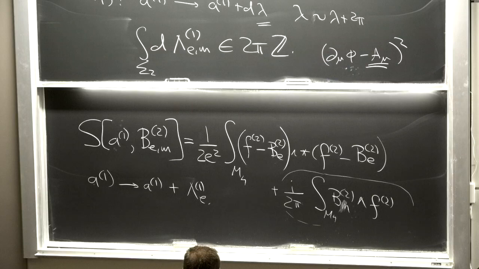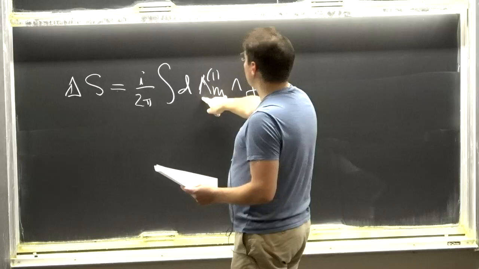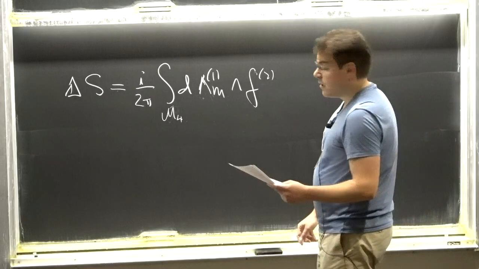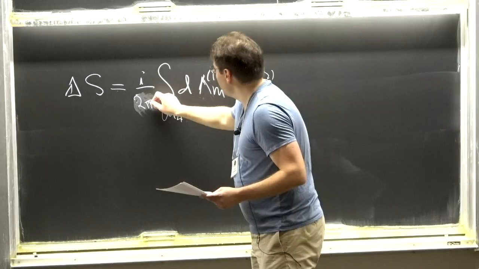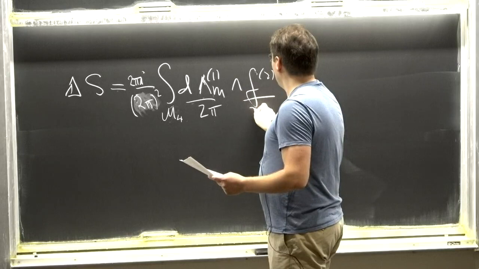Well, it's a little more subtle than that because the lambdas are not well defined. So this thing shifts by i over 2 pi d lambda magnetic wedge F. And if lambda were well defined, you would just integrate by parts and use dF equals 0. But lambda has fluxes. Okay. But that's okay. Because you see, let's move some 2 pi's around. There's a 2 pi here. Let me multiply and divide by 2 pi in this term. So I get 2 pi i times this. So I have a 2 pi squared. I can move one 2 pi here and one 2 pi here.